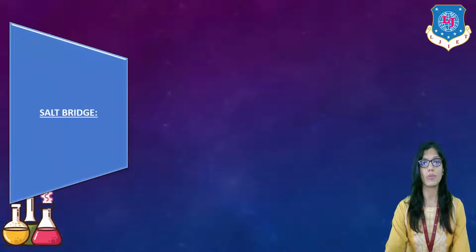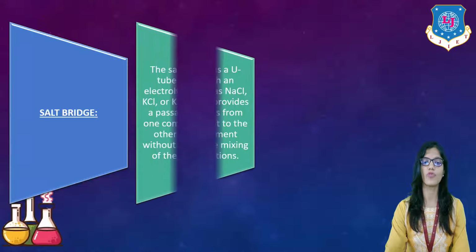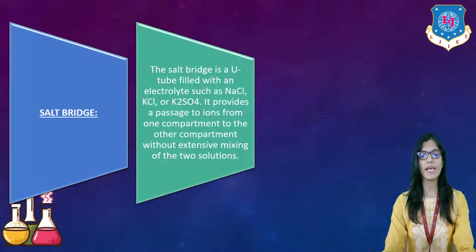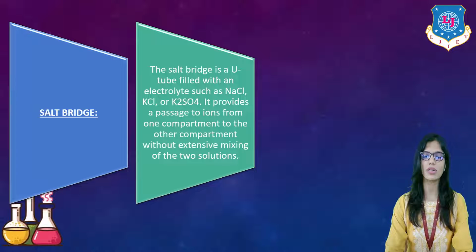Right? Now let's take a look at what a salt bridge actually is. The salt bridge is a U-tube filled with an electrolyte such as NaCl, KCl or K2SO4. It provides a passage for the ions from one compartment to the other compartment without extensive mixing of the two solutions.